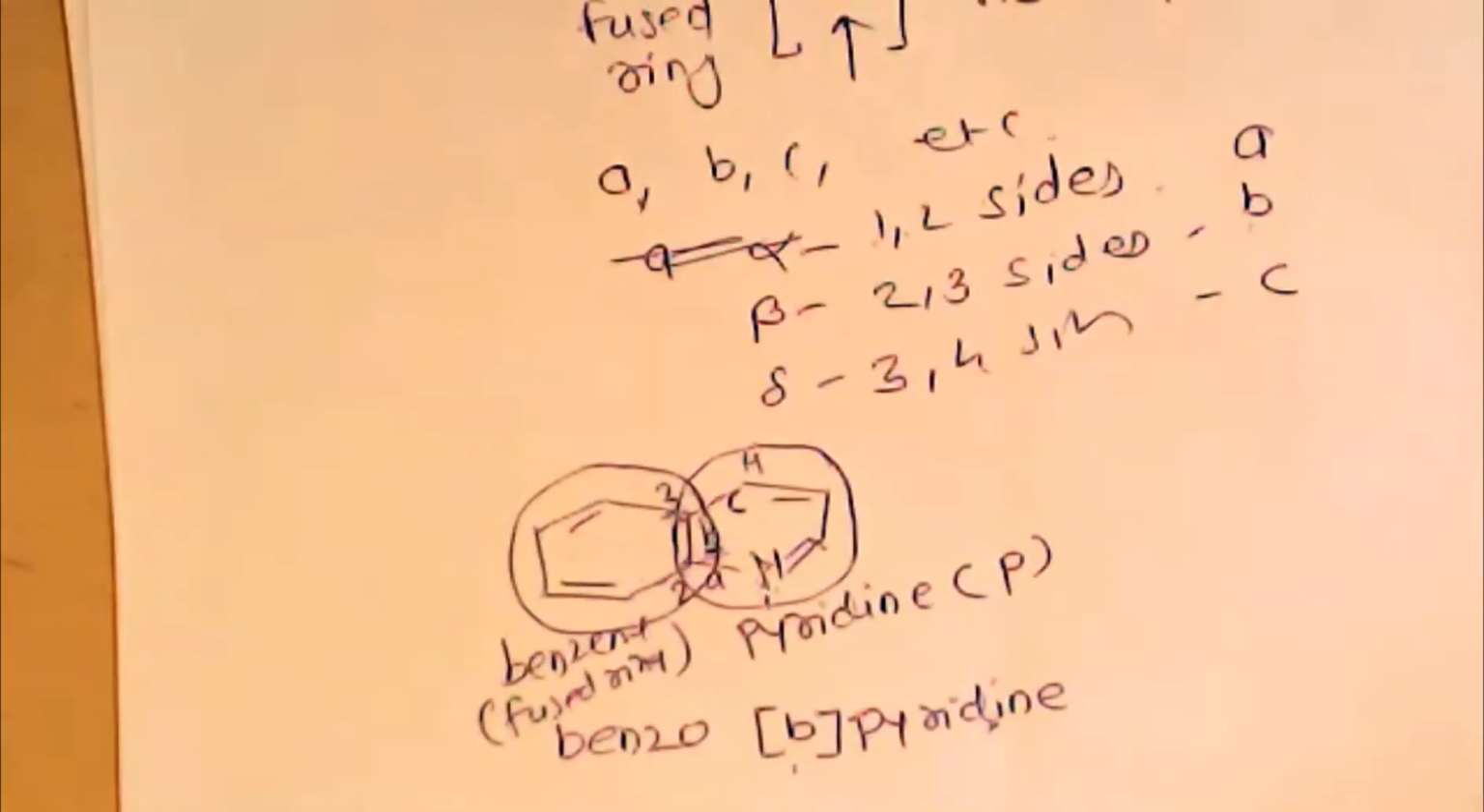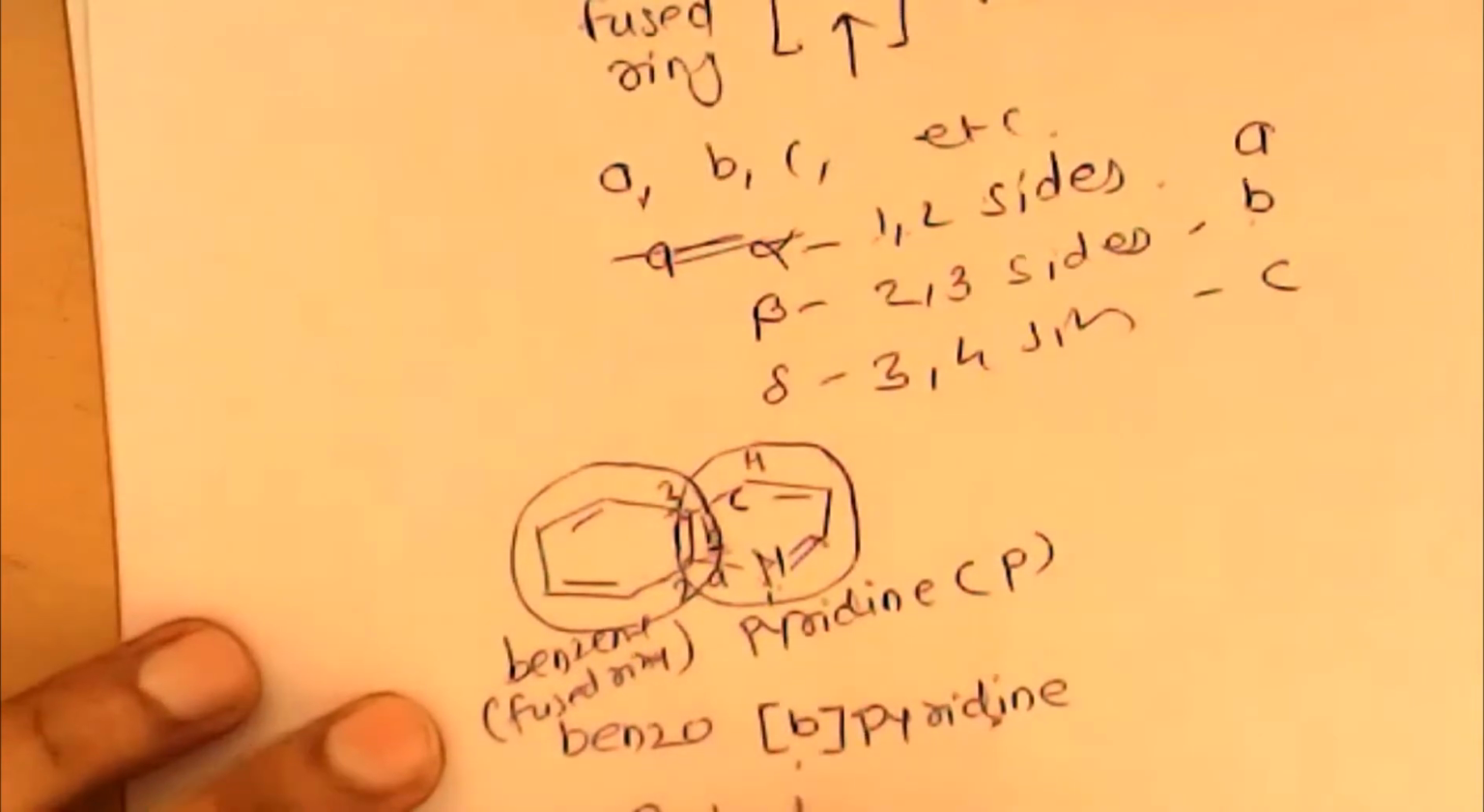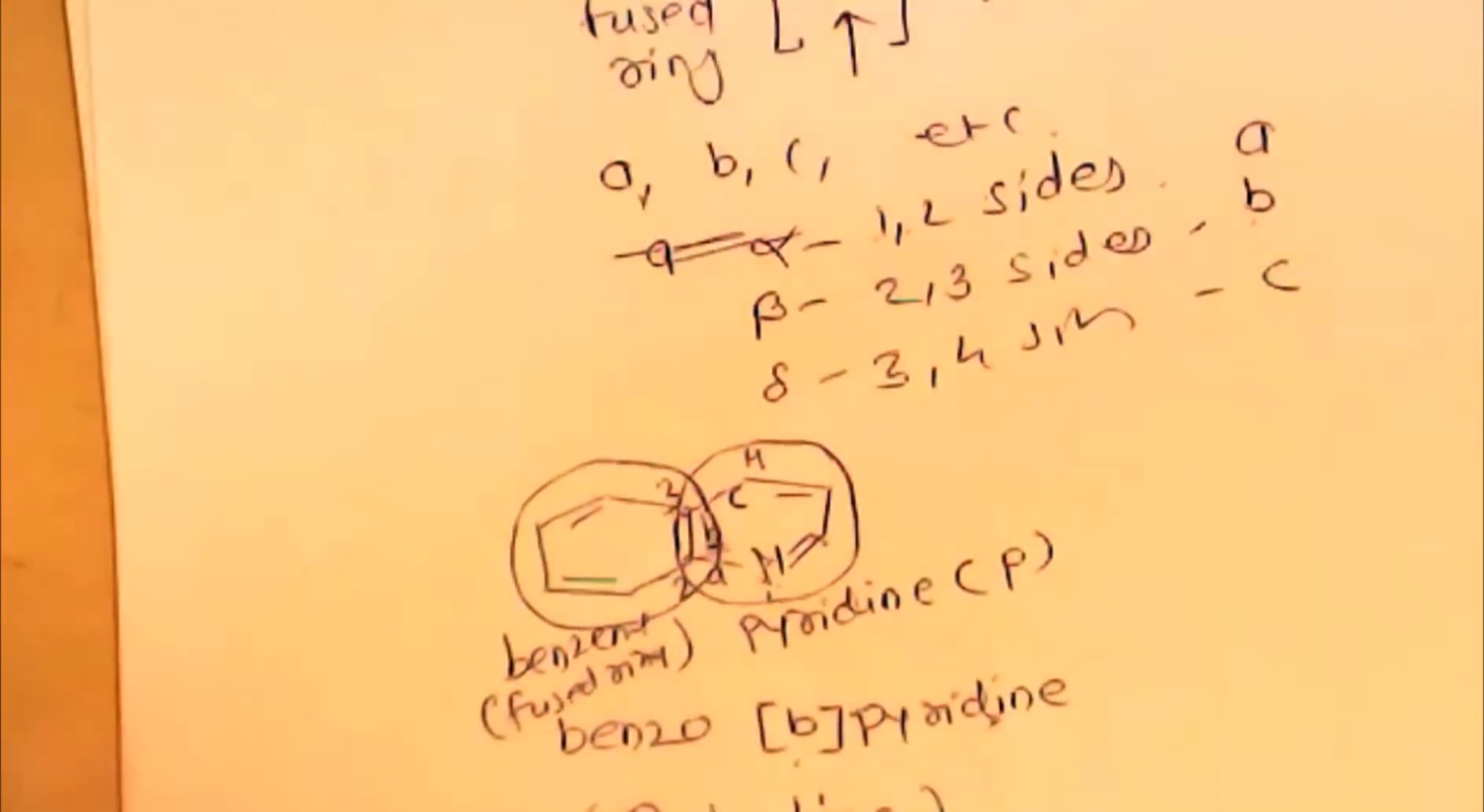Okay, so quinoline is the common name, and the IUPAC name of this quinoline system is called benzo[b]pyridine.